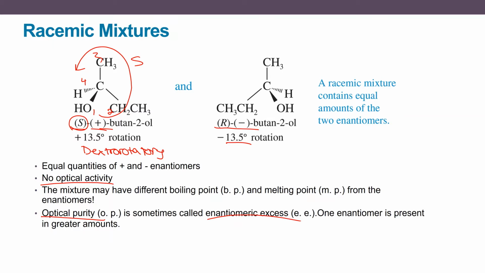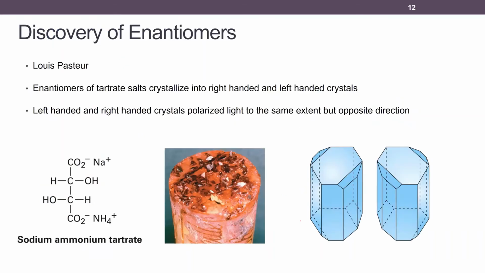And of course, what does it mean to be a racemic mixture? Nothing is in excess, it's 50-50. Okay, so enantiomers were first discovered by Louis Pasteur. He had crystallized the molecule sodium ammonium tartrate that has 2 chiral centers, or 2 chiral carbons. Here's one, here's the other. Here are wine crystals. So wine crystals are tartrate, a potassium tartrate in this case.